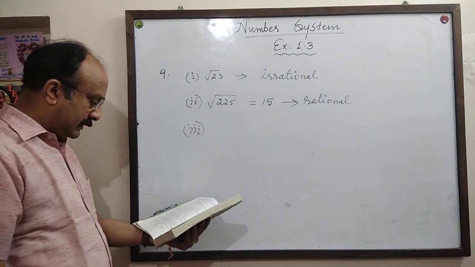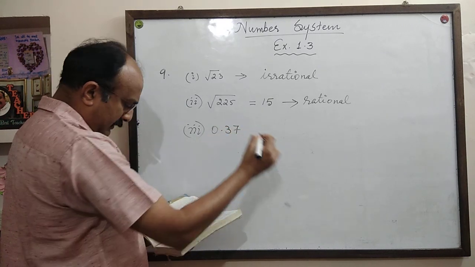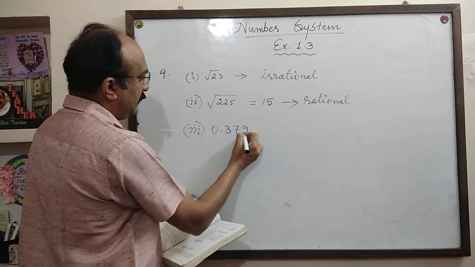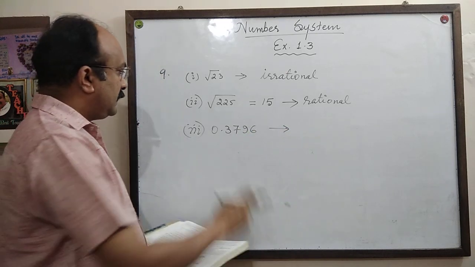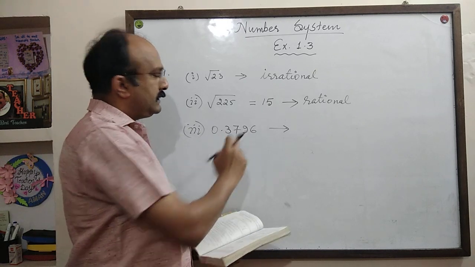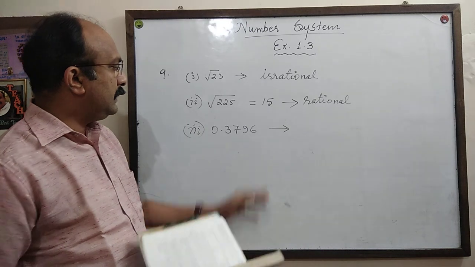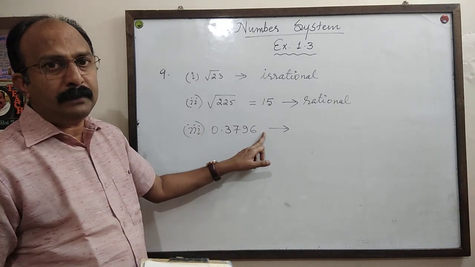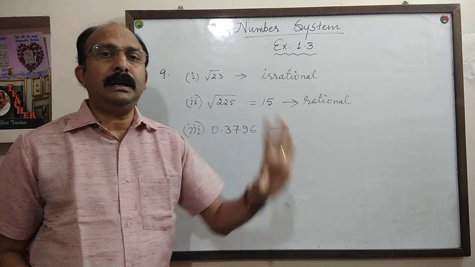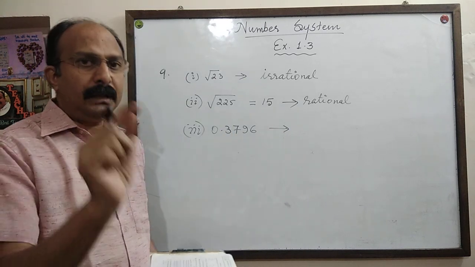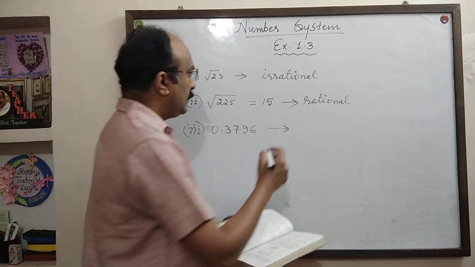Now, third part, 0.3796. You can very well see that 0.3796 is a terminating decimal. See, there is no dash dash at the end of this number. So, it is a decimal number which got terminated. Every terminating decimal is rational. So, this is also rational.